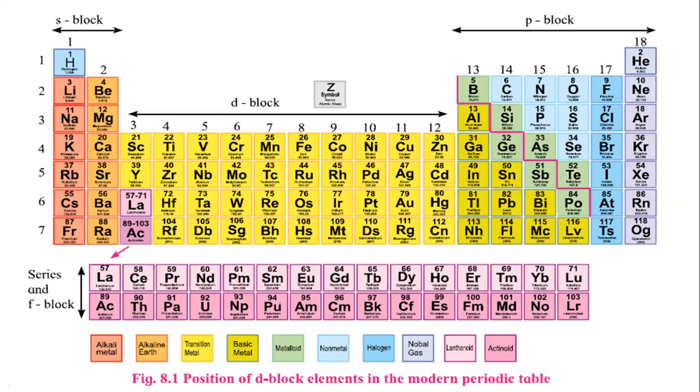Zinc, cadmium, mercury, and copernicium are not included in transition elements or d block elements, but as these elements are the last elements of the 3d series, because the electron enters in 3d, the 4d series, the 5d series, and the 6d series, their chemistry is studied with transition elements, but these are not members of transition elements, remember. Zinc, cadmium, mercury, and copernicium.